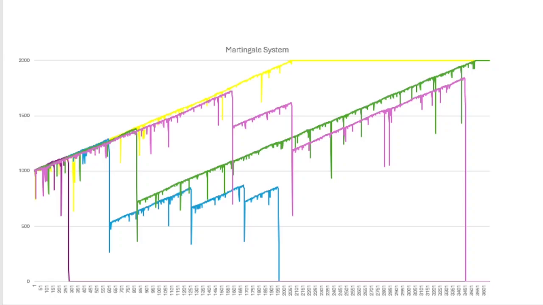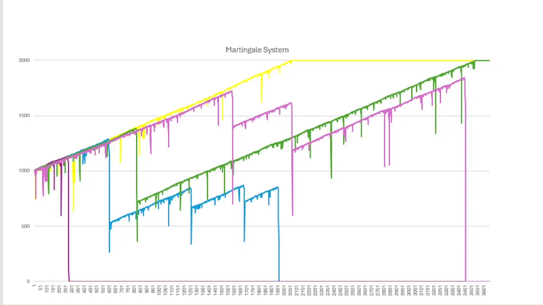Now, let me point out right up front, the martingale system does not make money for you. It is not a system that will beat roulette. The house advantage in roulette will continue to provide the house with a certain amount they expect to win with each spin.